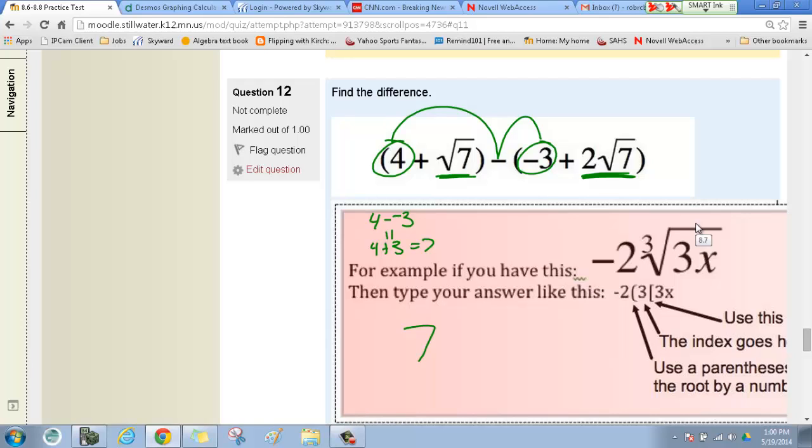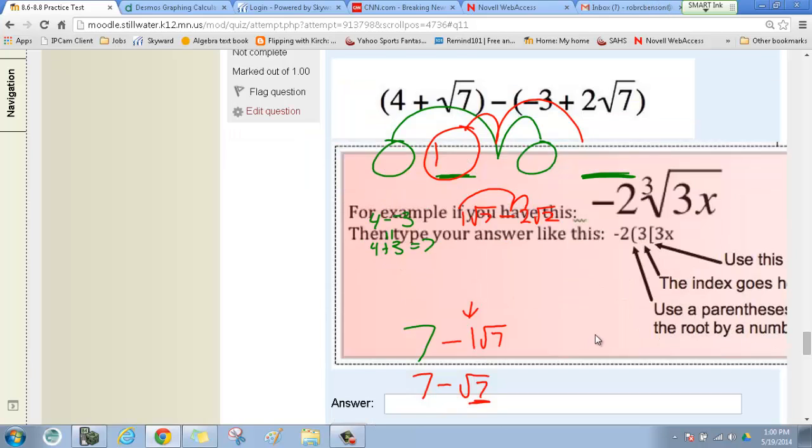Now let's do this one. Think of this as 1 square root of 7. So we have 1 square root of 7 minus 2 square roots of 7, right? 1 minus 2 is negative 1, so really we have negative 1 square root of 7. But we don't need that negative 1 there, so we can just say it's 7 minus the square root of 7. That's your solution to this. I know you might say, oh, can't we factor out 7 out of these? No, because this 7 is under the square root, so that one has to stay in there.